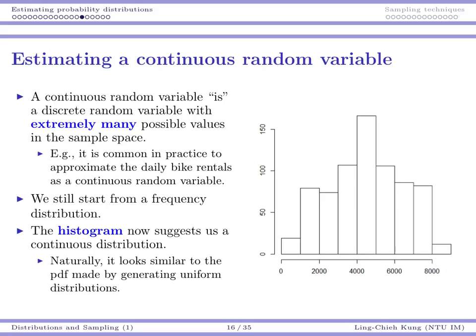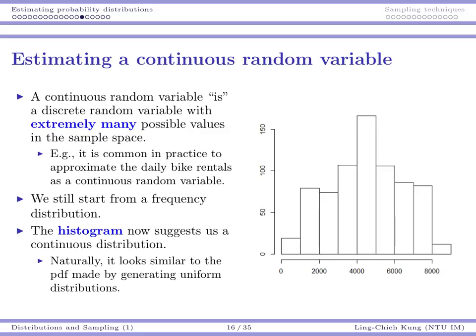In practice, it's very common for people to approximate daily bike rentals as a continuous random variable. Well, I am saying approximation. You know it's impossible to be continuous because we are counting the numbers, okay? But because there are so many possible values, we use continuous random variables to represent that random variable. That can be easier and more practical.